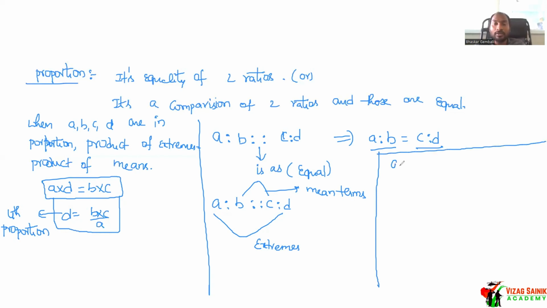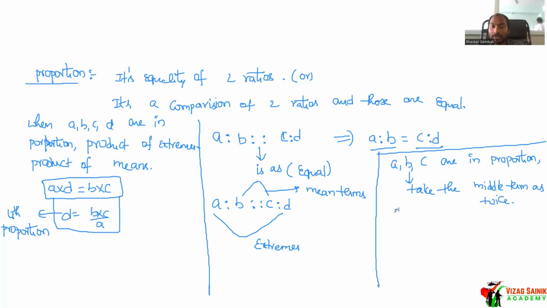Sometimes in a question they will give A, B, C are in proportion. They give 3 terms in proportion, but as a rule of proportion we require 4 quantities. No problem. Whenever 3 quantities are given, take the middle term twice. We can write A is to B as B is to C. That means the middle term has to be taken 2 times.